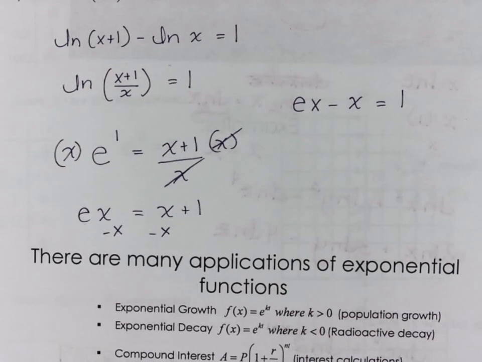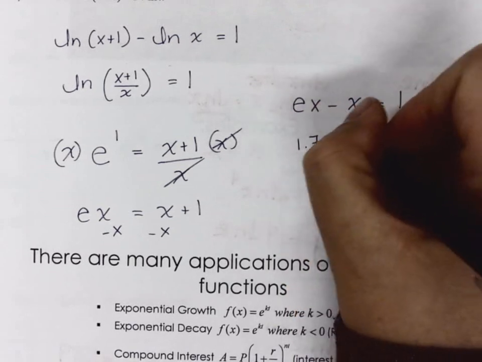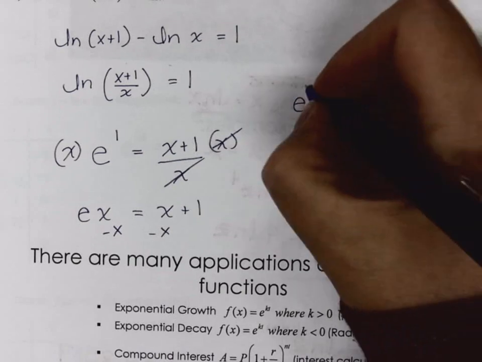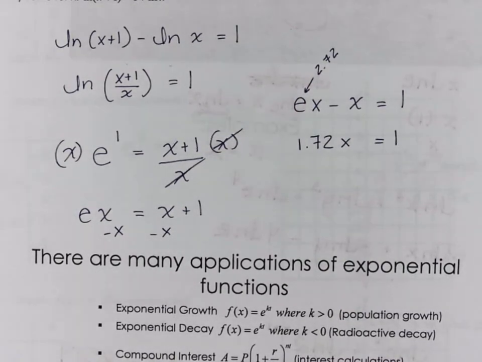Okay. Now, at this point, you may want to switch to the 2.72, or you may want to use the e button in your calculator, if that's helpful to you. 2.72 minus 1 is 1.72. So we have 1.72x equals 1. I'm just going to write that in there just so that we all remember that, right?